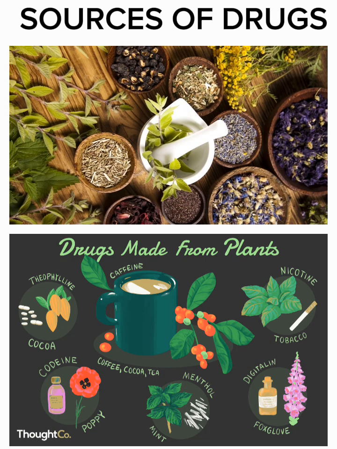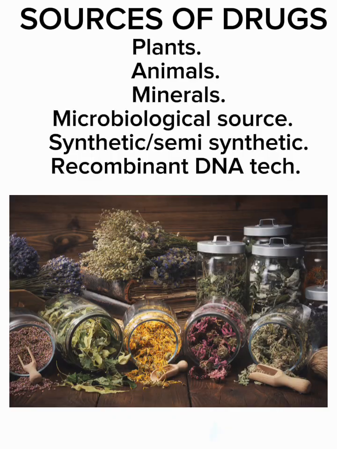What are some of the basic sources of drugs? So you need to know that there are 6 sources of drugs. 1, plants. 2, animals. 3, minerals. 4, microbiological sources, and then also synthetic or semi-synthetic, and then the last one, which is recombinant DNA technology. Very important that you know these sources.